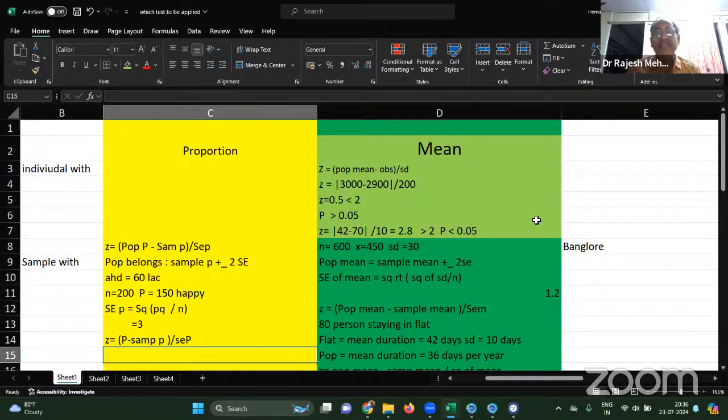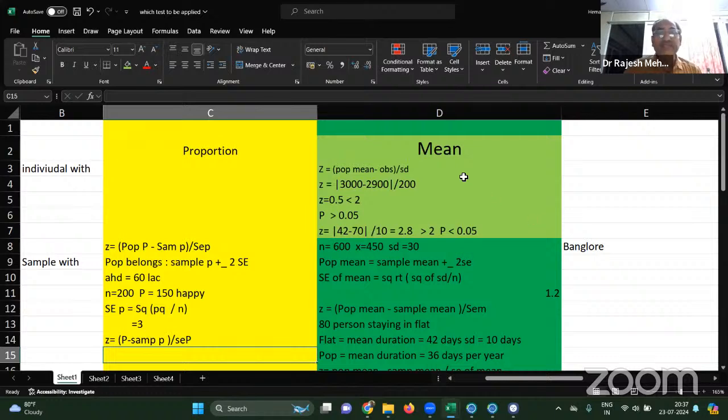Similarly, standard error of mean is also one kind of standard deviation. Standard error of difference between two proportions, standard error of difference between two means, all these are nothing but one kind of standard deviation. But these standard deviations are found by a special formula so that you need not go and calculate so many samples.